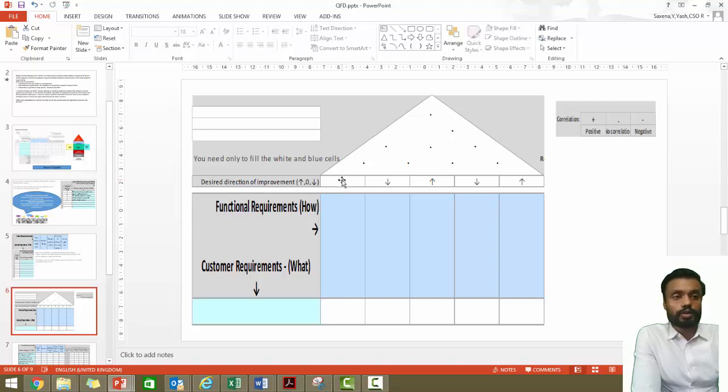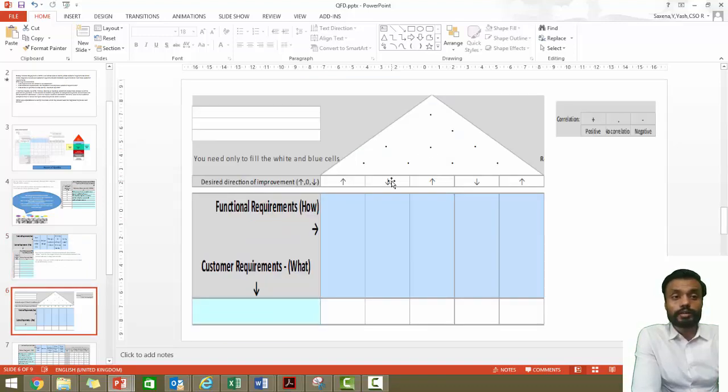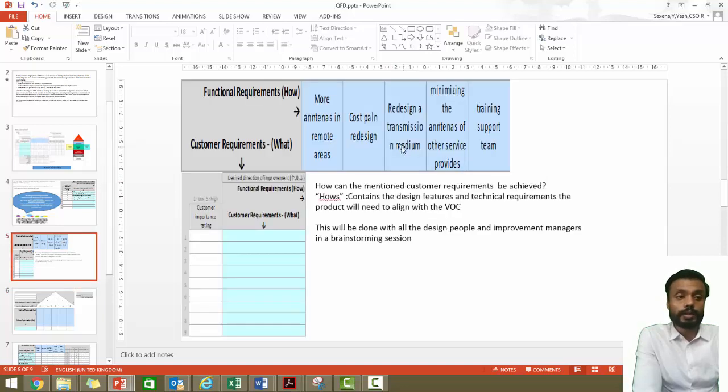If cost plan redesign, would more cost plan redesign be better, or low cost plan redesign be better, or 0? So this has to be brainstormed under discussion. If you realize less cost plan redesign is better, you put it as an inverted arrow over here. Again, the third one was redesigning our transmission medium. More redesign of a transmission medium is better, so you put it as the up arrow.